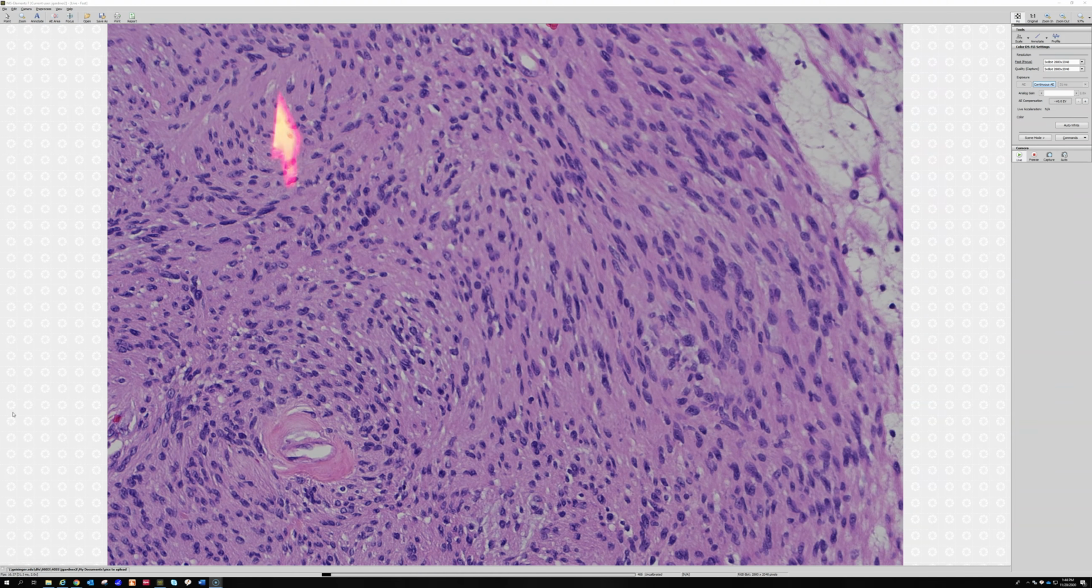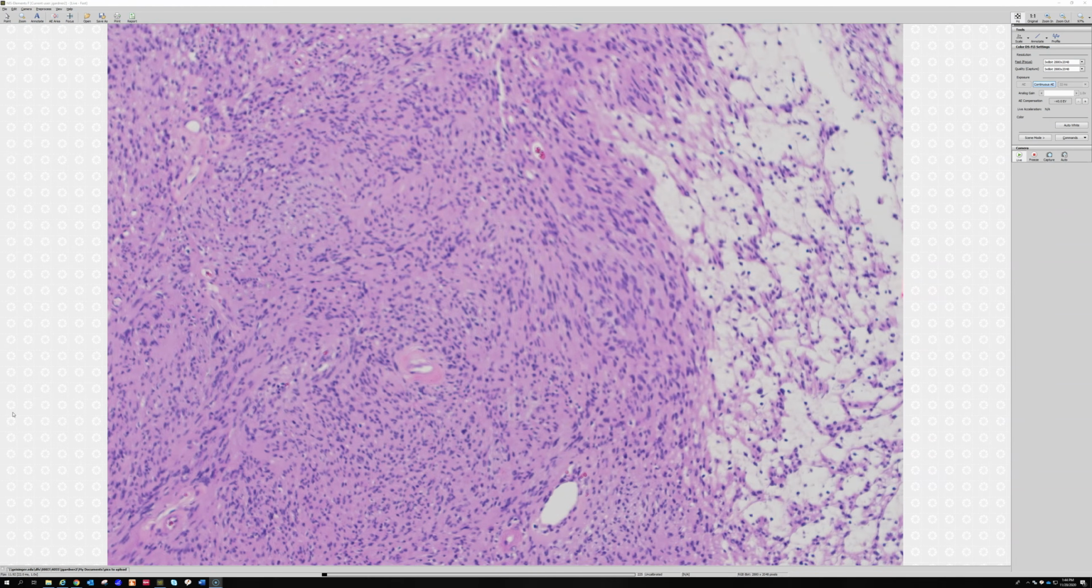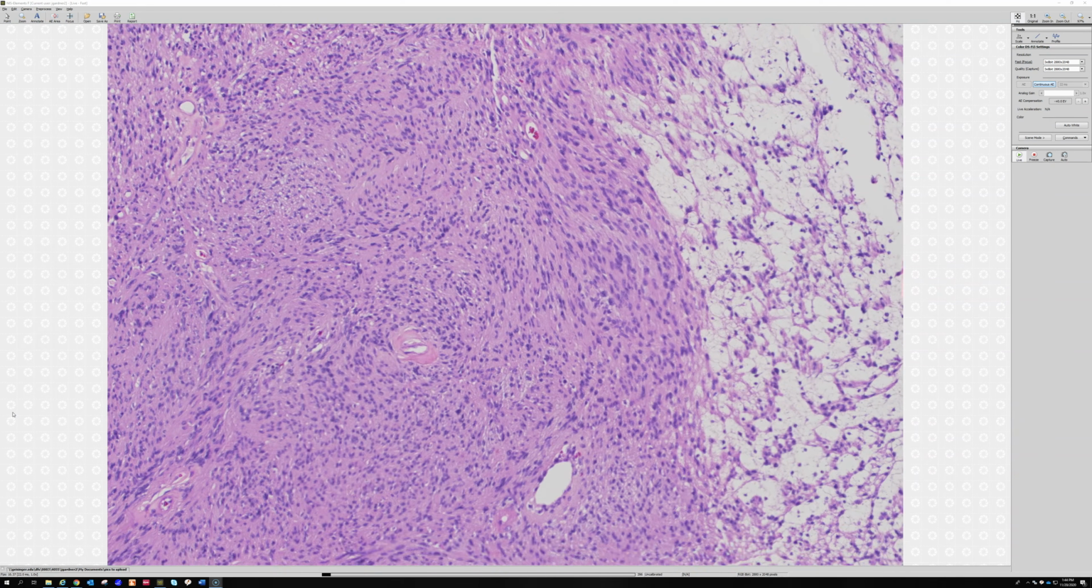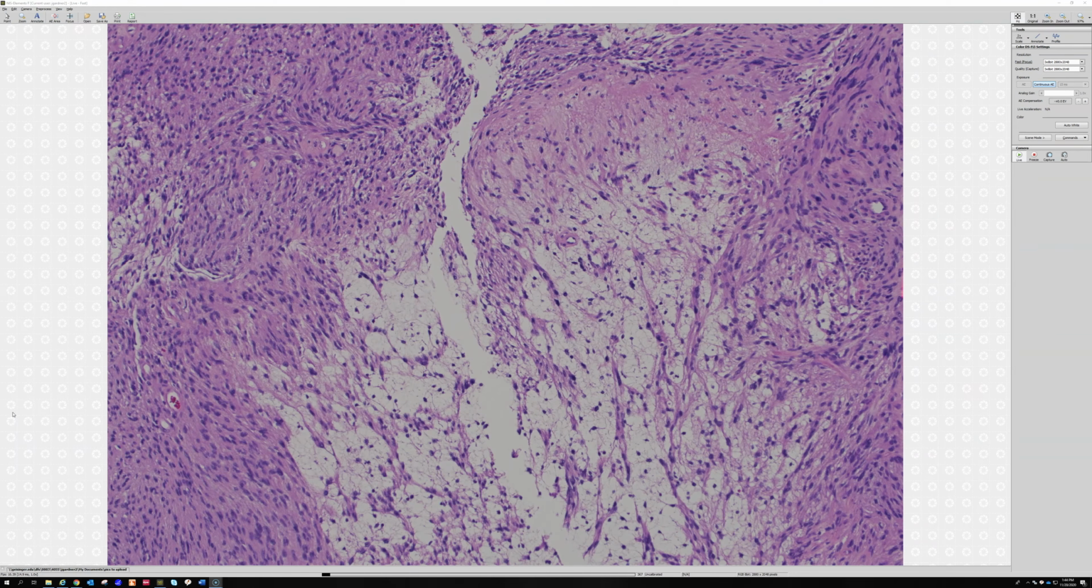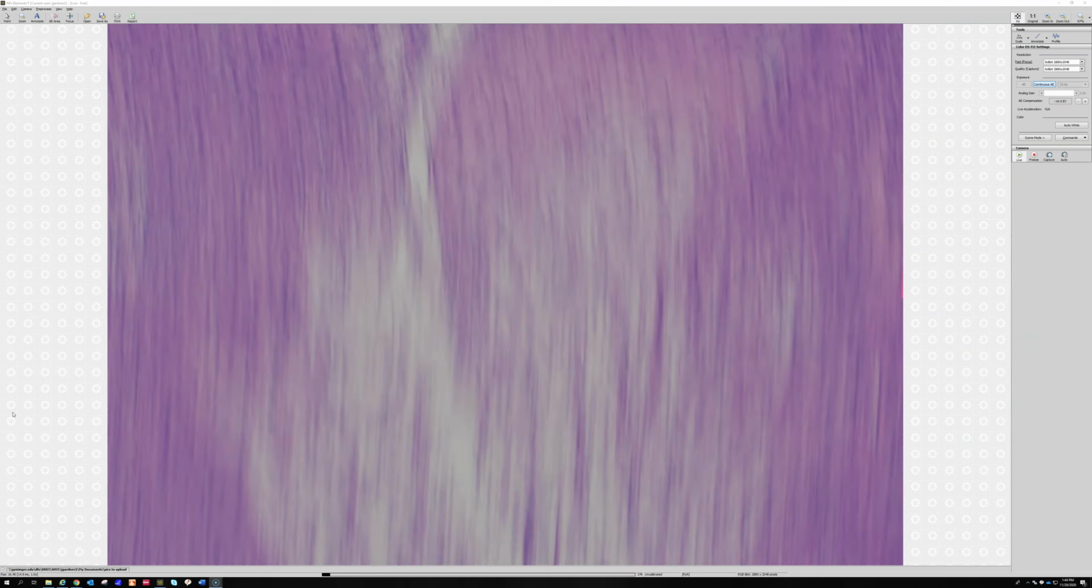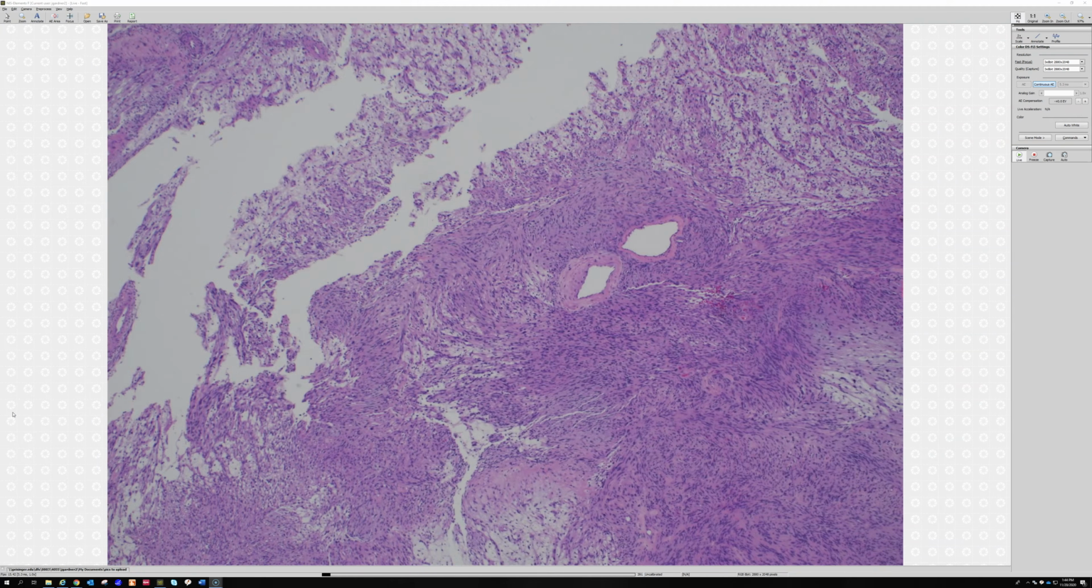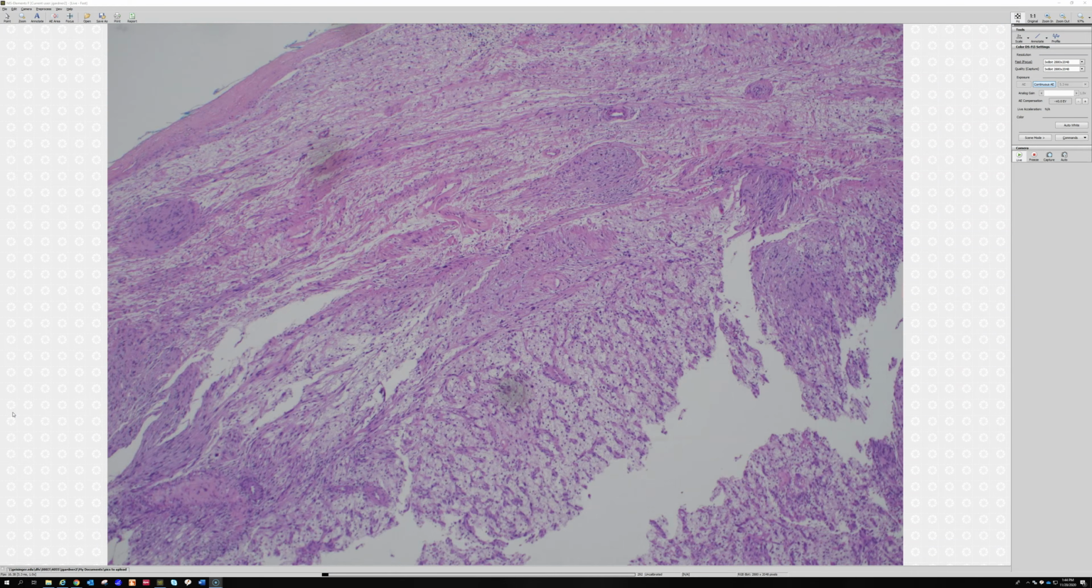So sometimes getting spindled stuff like this with a hyalinized vessel, and then look over here, foamy cells. So in the Antoni B areas, you get loose, kind of foamy or frothy looking cells. You can get areas that are edematous. So the Antoni B areas are the hypocellular areas. And you can see them out here. You can have myxoid change.